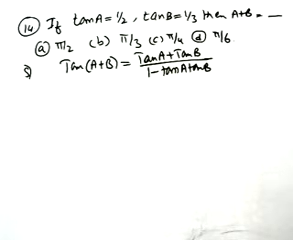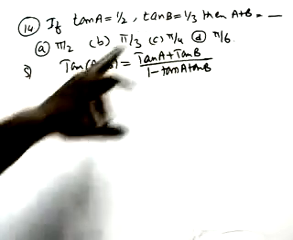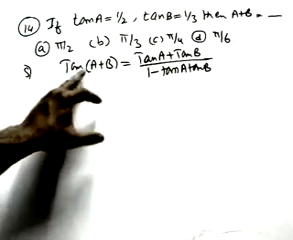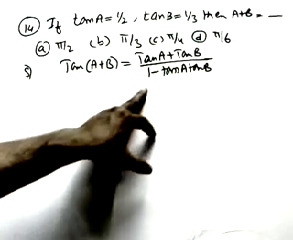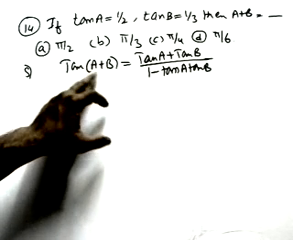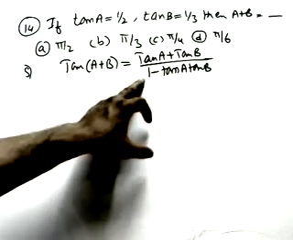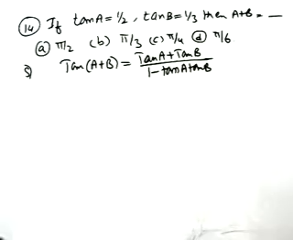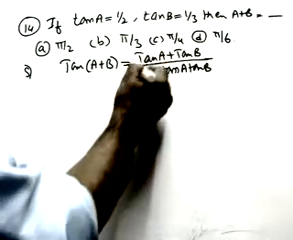Tan A equals 1 by 2. Tan B equals 1 by 3. Then A plus B equals dash. We want A plus B. Now let me find tan A plus B. After that we can bring tan to the other side, it will be tan inverse, and we will get the value of A plus B. First let me find tan A plus B. If you bring this tan to the other side, it will be inverse. We will get the value of A plus B.